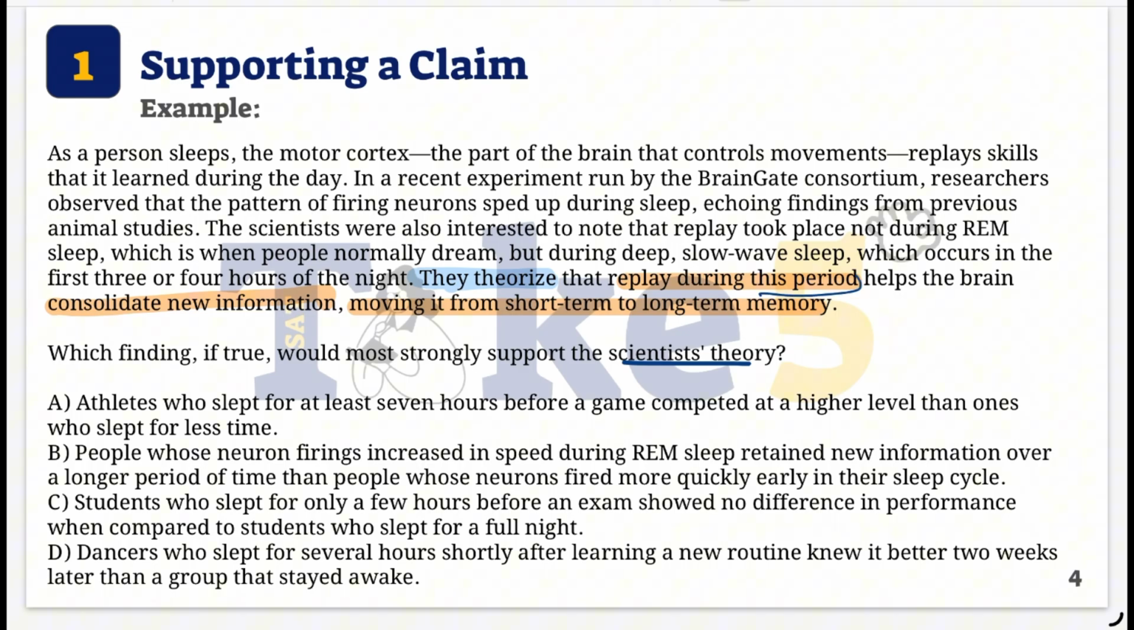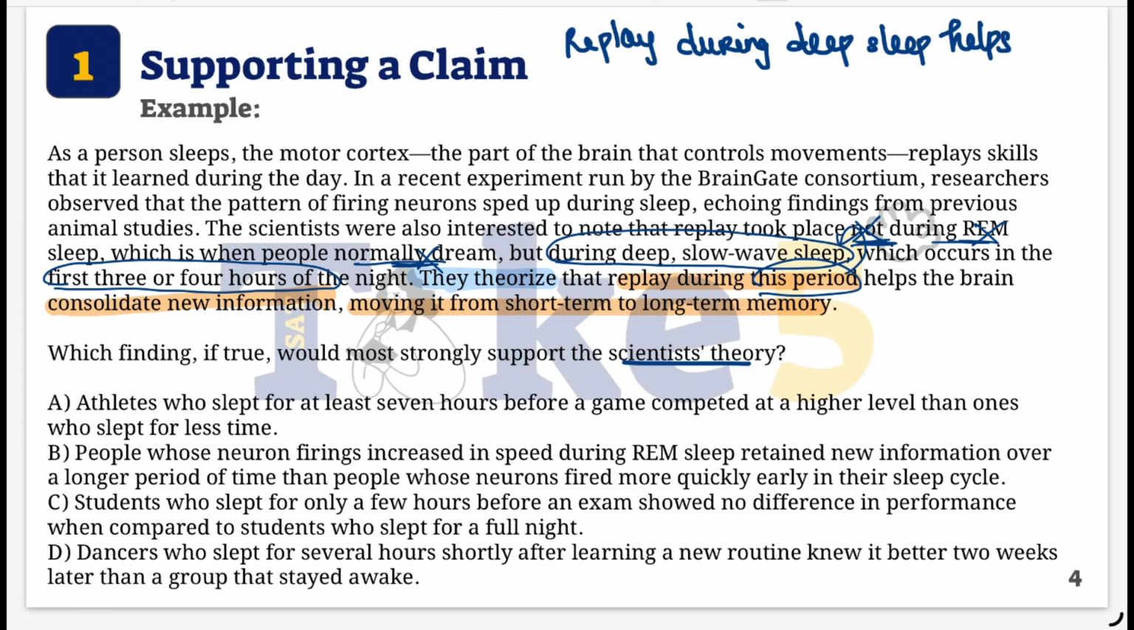The reference, "this period," tells you that we need to look backwards a bit to find more information, which can be found in the previous sentence, that it refers to this deep, slow wave sleep in the first 3-4 hours of the night, not during REM sleep or when people dream. So in short, the researchers theorized that replay during deep sleep or early sleep helps the brain retain new information long term. Now let's go through the answer choices to see if each specific scenario supports, disagrees with, or is unrelated to this theory.